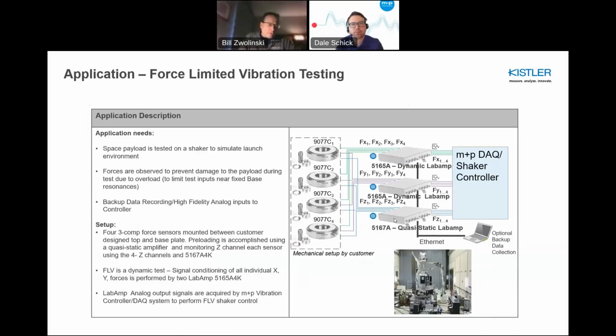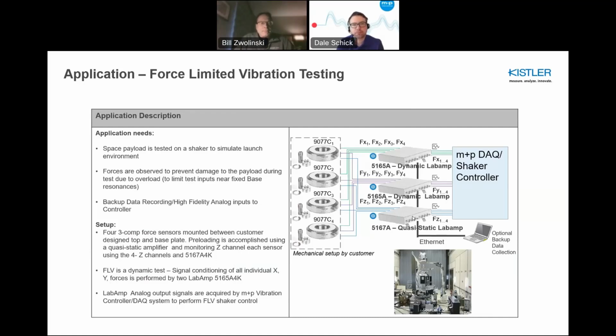And lastly, before we go to Dale, it's just a simple example of how it might look using, say, a vibe runner controller. You would put the sensors in front. You would have either a dynamic lab amp on the front end converting to a voltage. This would give you full rangeability selection, so you have near infinite flexibility. These would be on the X and Y channels. The Z channels would get the quasi-static one, because that's the one you want to do the preloading on.